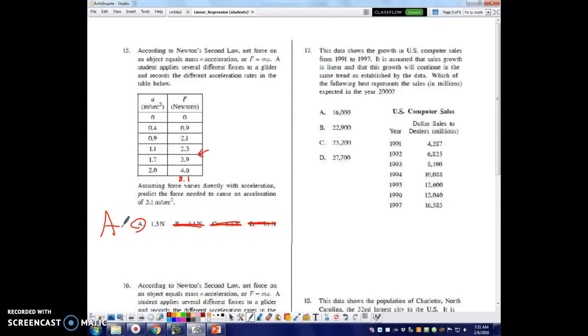Okay. Last one we're going to look at is 17. This data shows the growth in U.S. computer sales from 1991 to 1997. It is assumed that sales growth is linear and that this growth will continue the same trend as established by the data. Which of the following best represents the sales in millions expected for year 2000? Now, in dealing with years, here's what you have to do. This started at 0 years. How many years later is this from this? 1. What about this from this? 2. And this would be 3. This would be 4, 5, and 6.